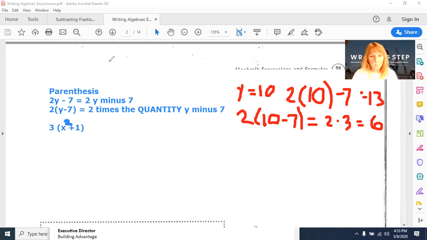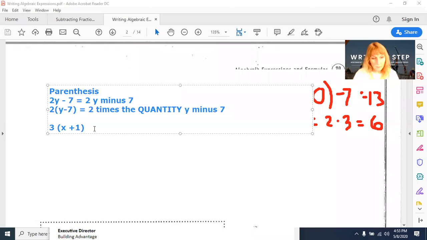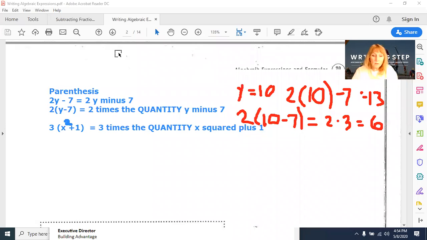So what does that mean in terms of words? That means, and now the little squared went away, that means 3 times the quantity x squared plus 1. And the squared will come back when I click on that. So that means 3 times the quantity x squared plus 1. So take a look at that. Know the difference and what that means. So let's take a look at some of these in our packet now.